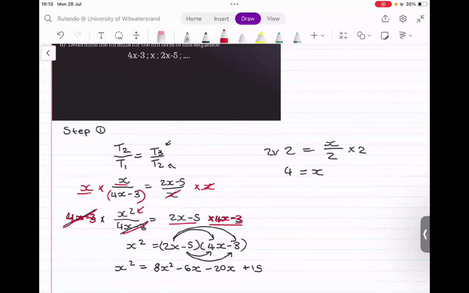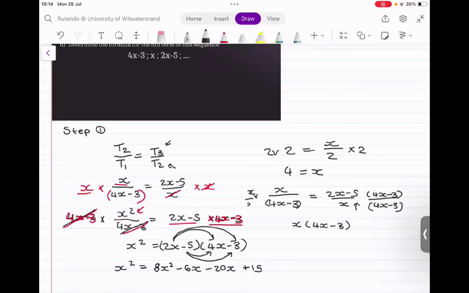Or you could have seen it as LCD, yes. So x over 4x minus 3 equals 2x minus 5 over x. My LCD is then x times 4x minus 3. Okay, so what is this one missing? It's missing a 4x minus 3. So I have to multiply by 4x minus 3 over 4x minus 3. And then this side is missing an x at the bottom, so I have to multiply it by x over x.